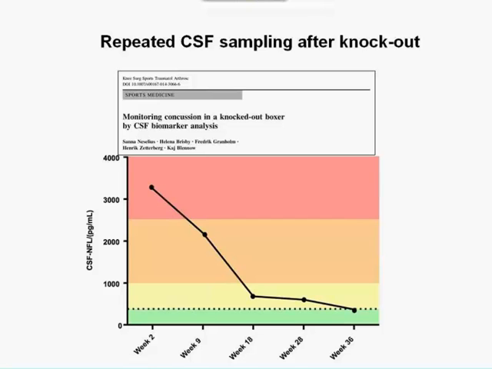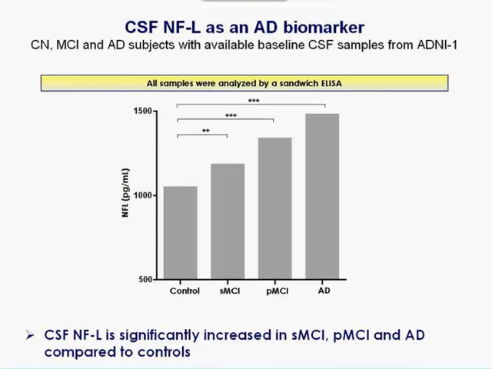This indicates that there is ongoing release of neurofilament light into the brain interstitial fluid and the cerebrospinal fluid after a knockout punch for almost 8 months. Traditionally, neurofilament light has not been regarded as an Alzheimer's disease biomarker, but again, as I said in the beginning, perhaps more a marker of subcortical axonal degeneration or spinal cord injuries and things like that.